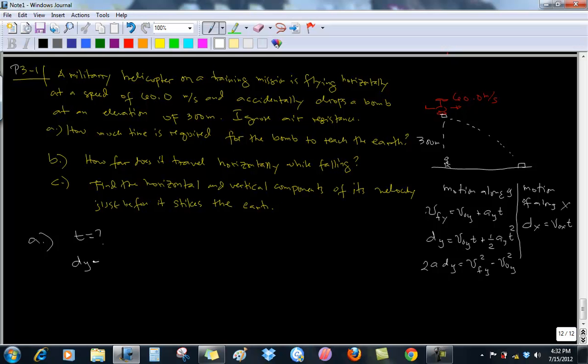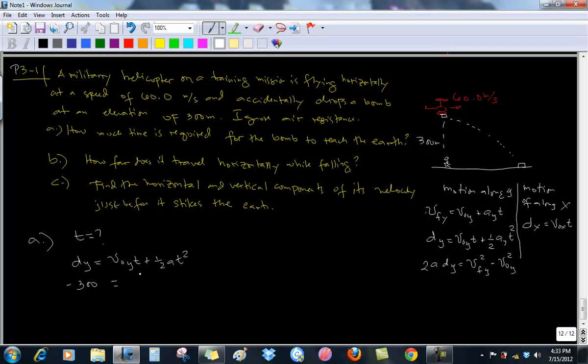dy is equal to Voy t plus 1/2 A t squared. Okay? Now, what is dy? Well, when it reaches the ground, it has traveled in the y-axis negative 300. Why negative? Because I assume a positive value of dy means moving upward. And since the motion is downward, it means negative 300 meters.